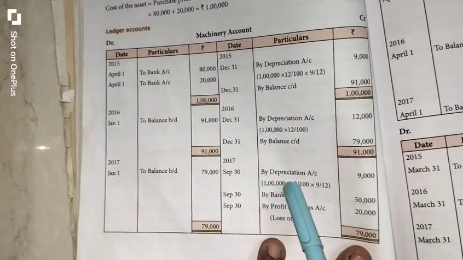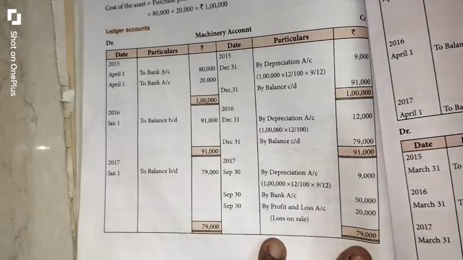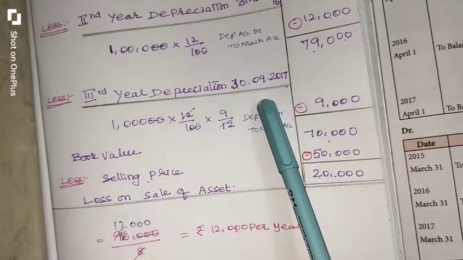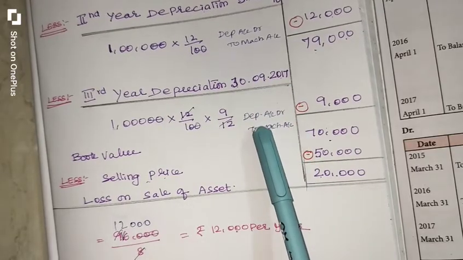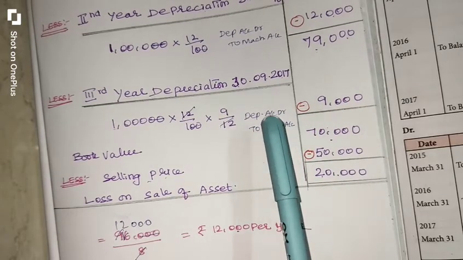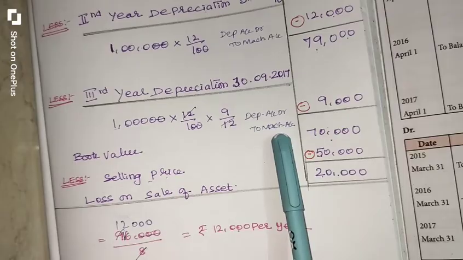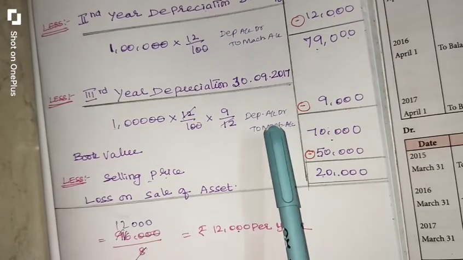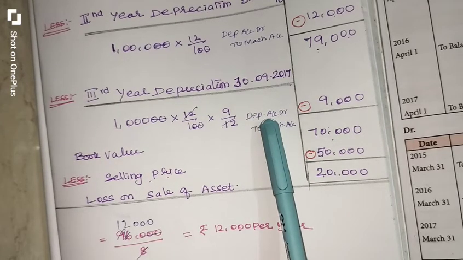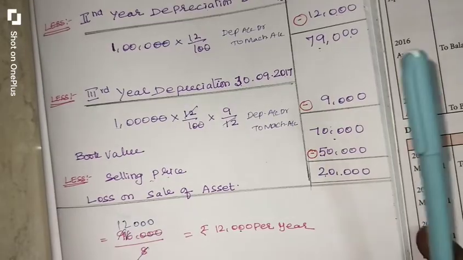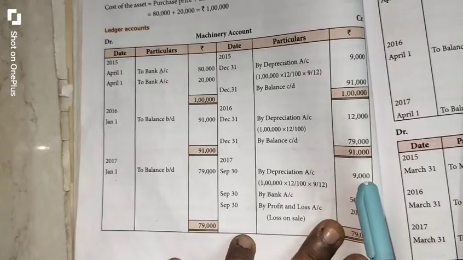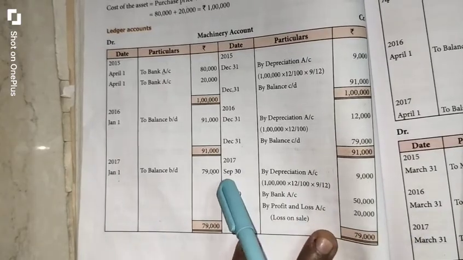Then we have to enter the third year depreciation account, dated 30 September 2017. What's the journal entry? Depreciation account debtor to machinery account, 9,000 rupees. Where is the machinery account? We are preparing the machinery account. Machinery account is on the credit side. So you go to the credit side, we have to enter the opposite account name, that is depreciation account, 9,000 rupees. So by depreciation account 9,000 rupees entered, dated September 30, 2017.